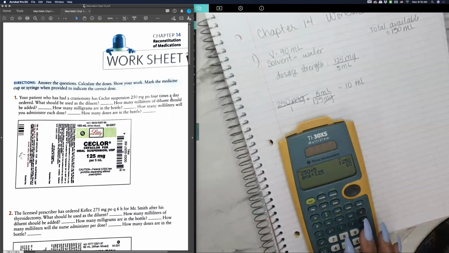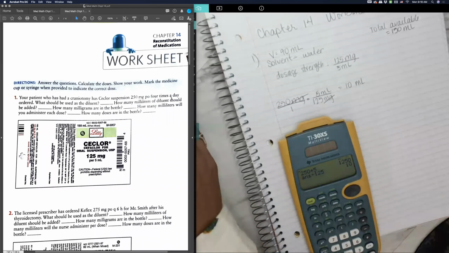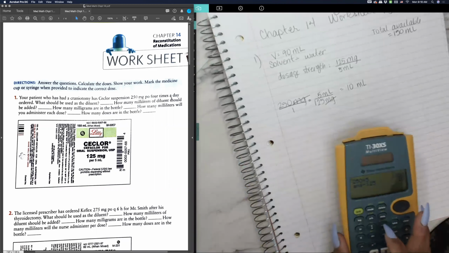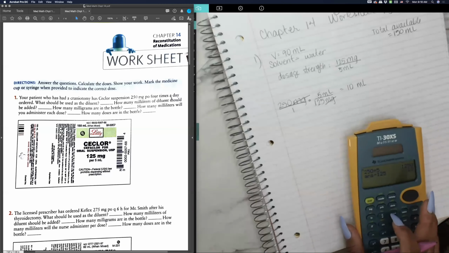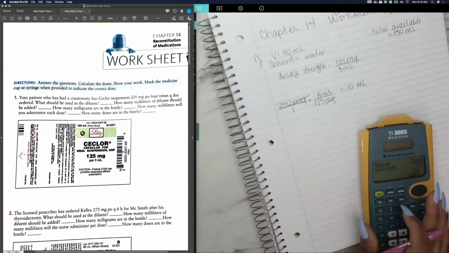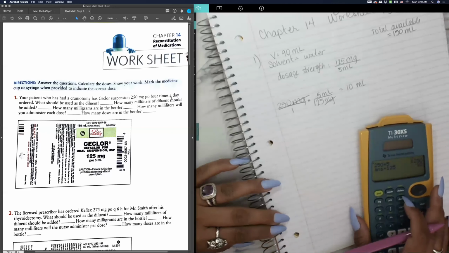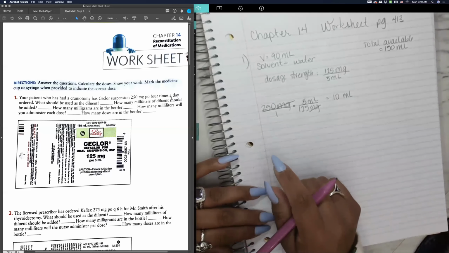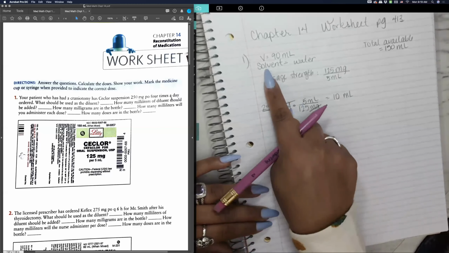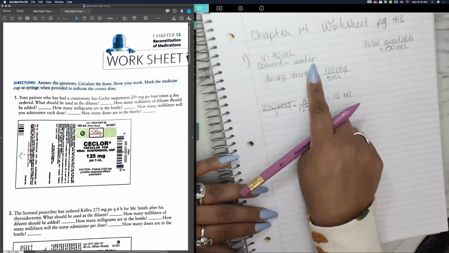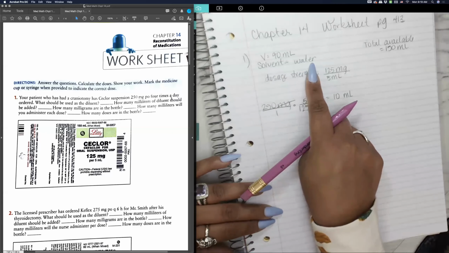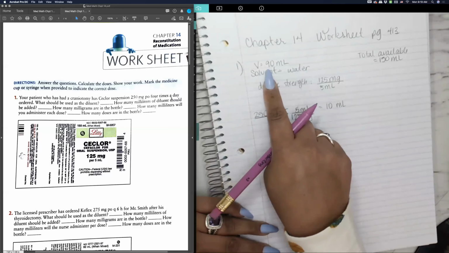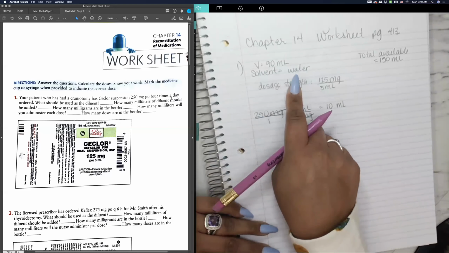Okay, so let's start answering all of the questions that they are asking us. What should be used as the diluent? What did you add to reconstitute the medication? You added water, so the diluent is water. How many milliliters of diluent should be added? We read the instructions and we know 90 milliliters of water should be added.